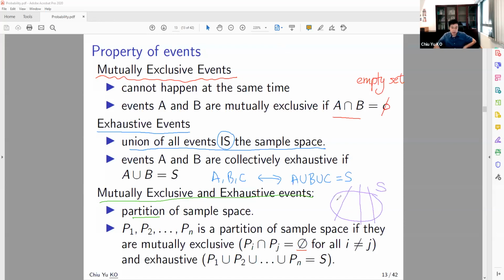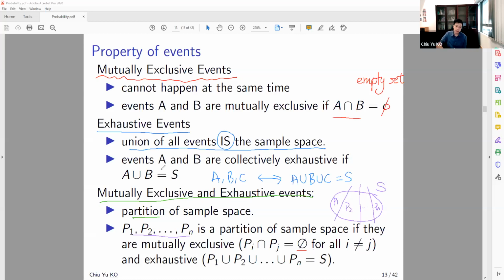Why? Because when you cut the mooncake or any cake, every part added together will be the whole mooncake. So that means all the parts are exhaustive. And that's mutually exclusive: when you pick up one part, it will not belong to the other. So in this case, we say P1, P2, up to Pn form a partition if they are mutually exclusive, meaning for any i not equal to j, any pair, 1 and 2, 1 and 3, 1 up to n, has no intersection. And exhaustive, as we said, means everything added up, the union together, becomes the sample space.